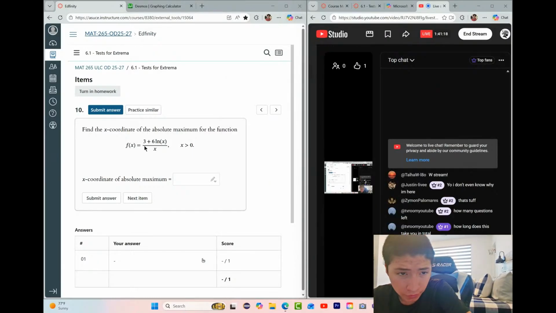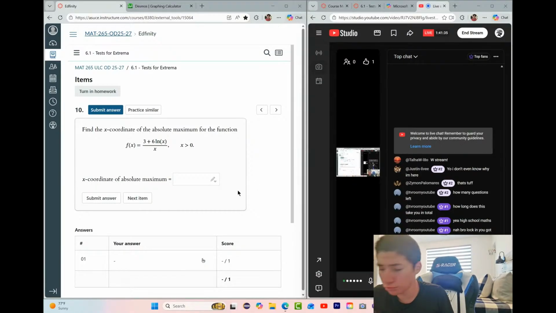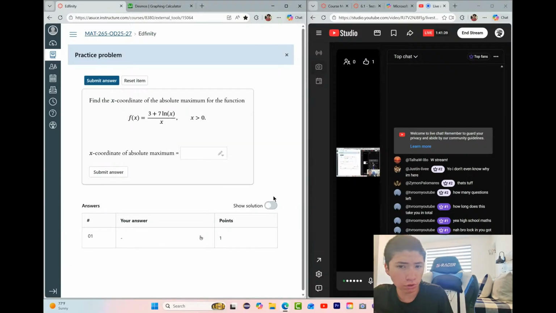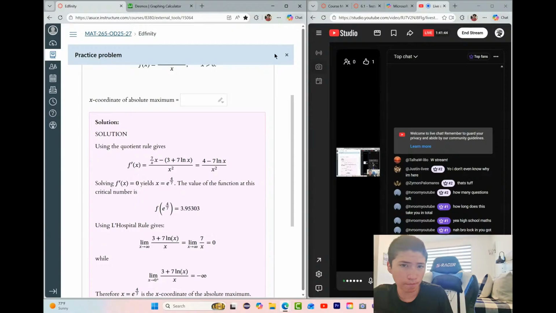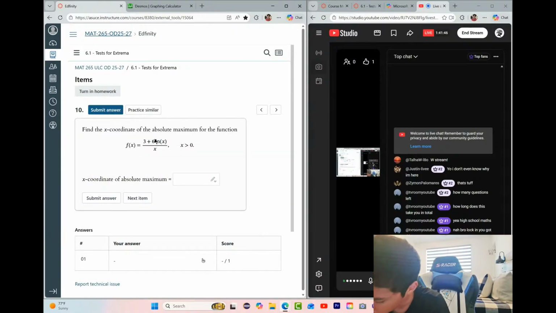Well, so hold on. So now what do we have? So we have now f of x equals 3 plus 6 ln of x over x for x greater than 0. Now absolute maximum. So we just found the absolute minimum. Now it's time to find the absolute maximum. And do we still have to use L'Hopital's rule? Yes, we do. Well, it's fine. So let's find the derivative.